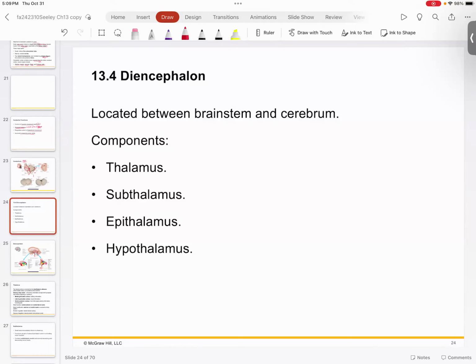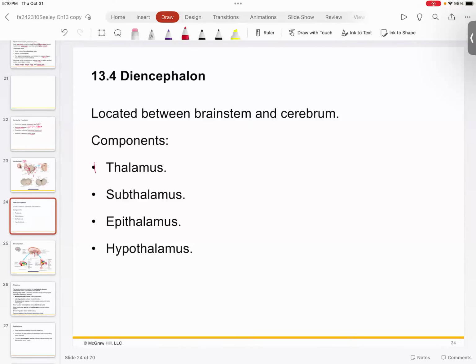Now it's time to move into the diencephalon. We're slowly moving from the base of the brain on up. The diencephalon is the area between the brainstem and the cerebrum. And this is where you have the thalamus family, right?